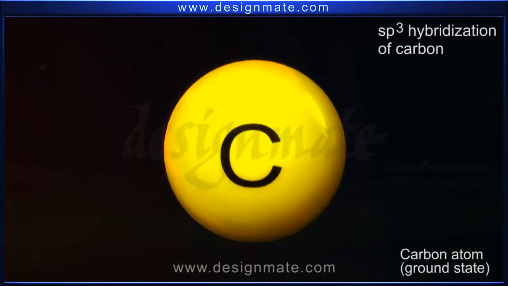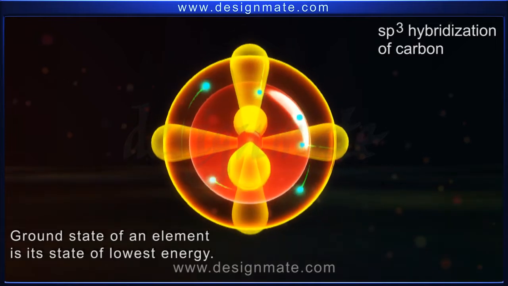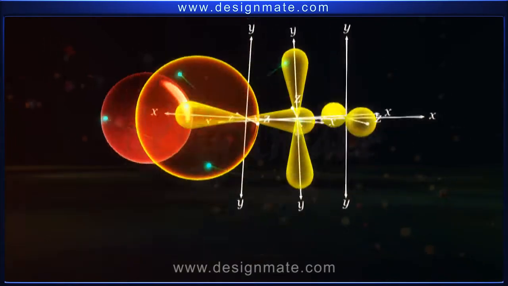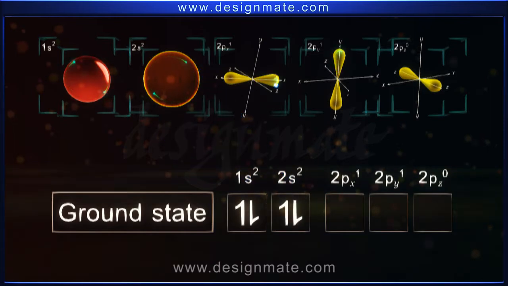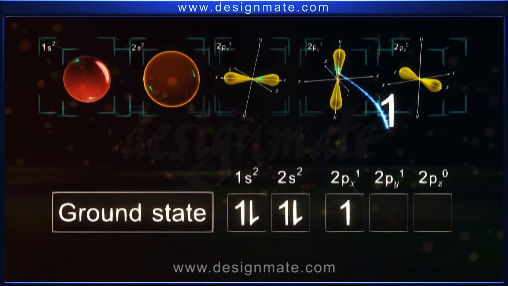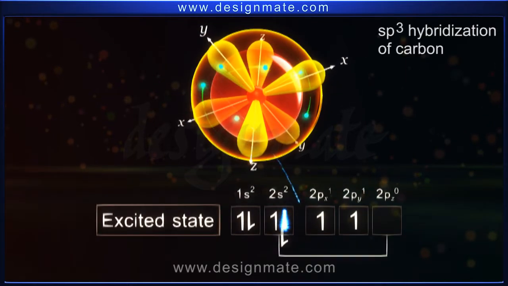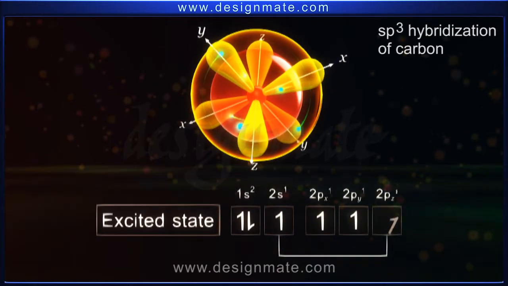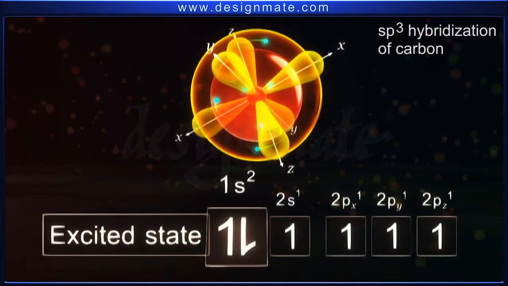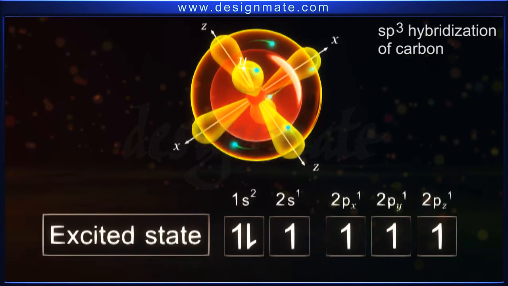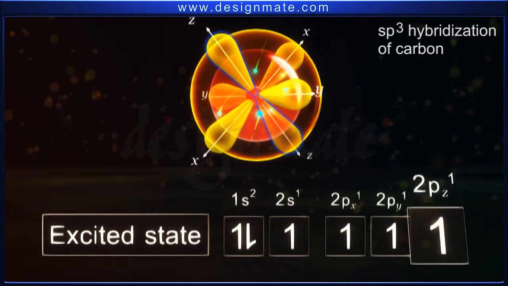For this, consider a carbon atom in the ground state. Its electronic configuration is 1s2, 2s2, 2px1, 2py1, 2pz0. On excitation, an electron jumps from the 2s orbital to the vacant 2pz orbital, resulting in an electronic configuration of 1s2, 2s1, 2px1, 2py1, 2pz1.